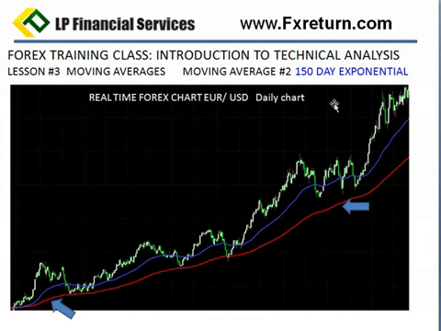When we take a look at moving average number 2, the 150-day exponential used alongside the 50-day exponential moving average, we see the 150 days in red, the 50 days in blue. In this case, when price alone crosses the 50-day moving average, it's supported by the longer-term moving average. This helps to smooth out the price action and give us a much more clear definition of the trend.